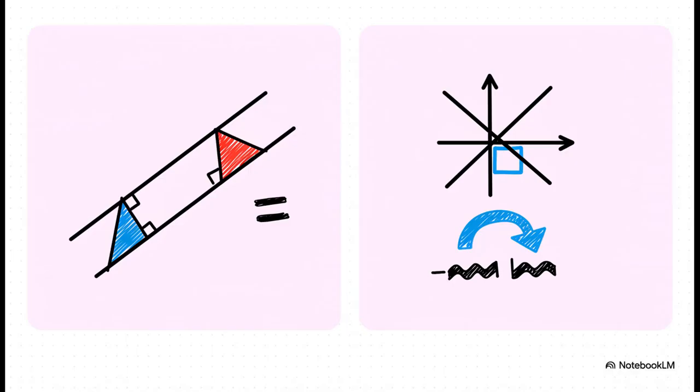So let's put these two rules right next to each other, because this is the core of everything. On the left, for parallel lines, the slopes are identical. Easy. On the right, for perpendicular lines, you do that little two-step dance we just learned. You flip the fraction and you switch the sign. So it's either same or flip and switch. That's the whole game right there.